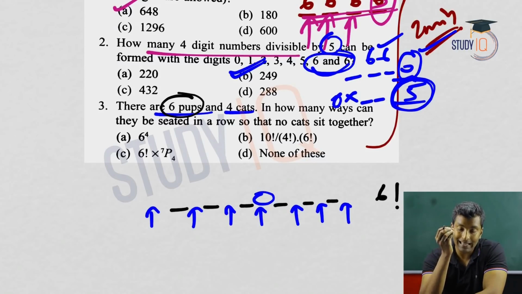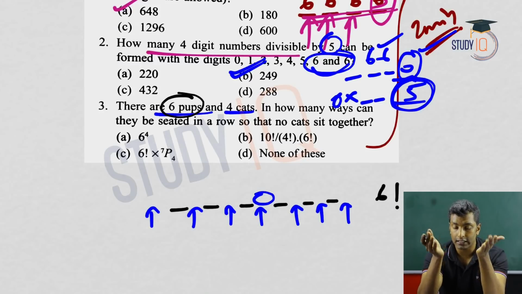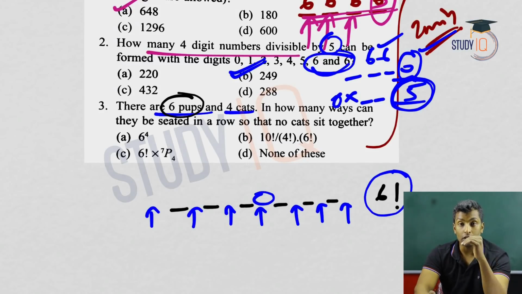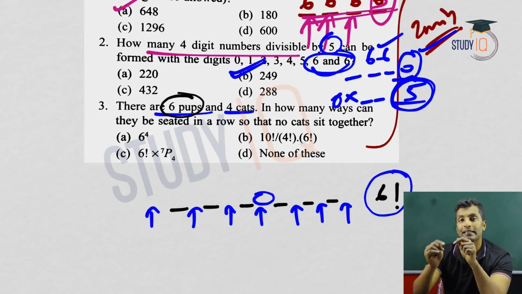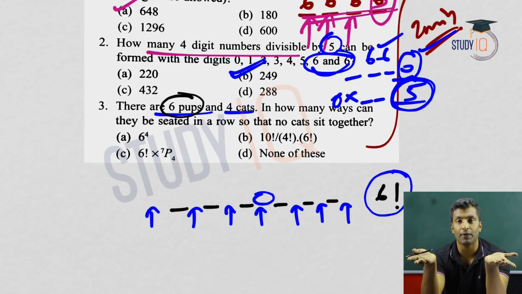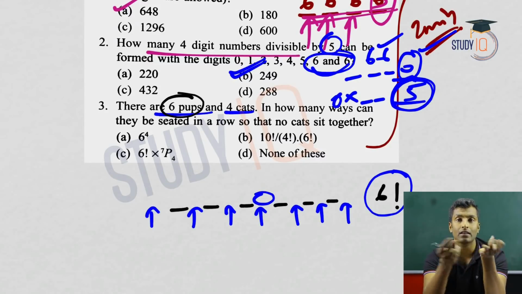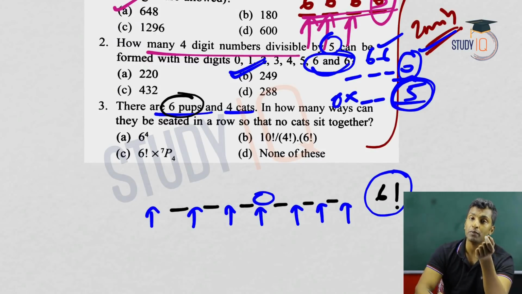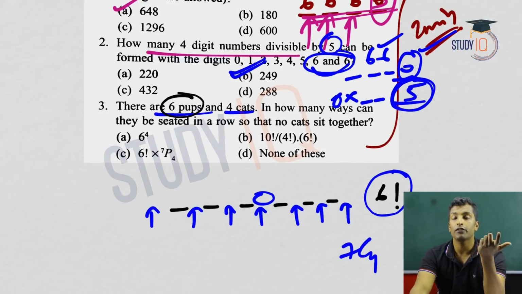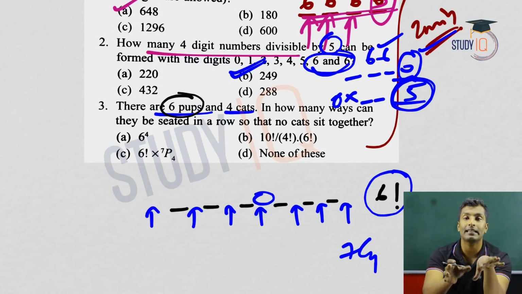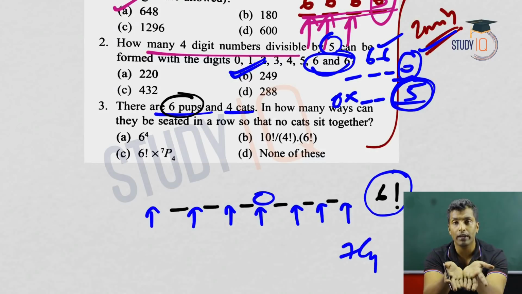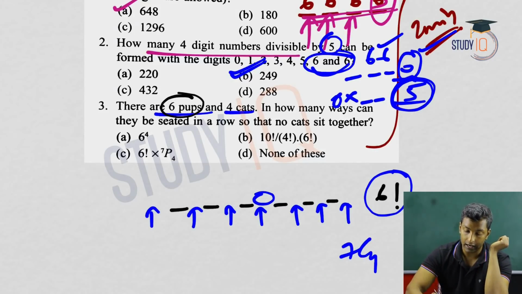Now, what you can do is take that as a separate question. Just for the understanding purpose, first 6 factorial ways you arrange the pups. Then you got 7 places. In those 7 places, if you arrange your cats, the condition is satisfied. So 4 cats and 7 places, how many ways can you do that? First you need to select those places. You can do that in 7C4 ways. The 4 seats where the cats are to be seated, you need to select. So that you can do in 7C4 ways.